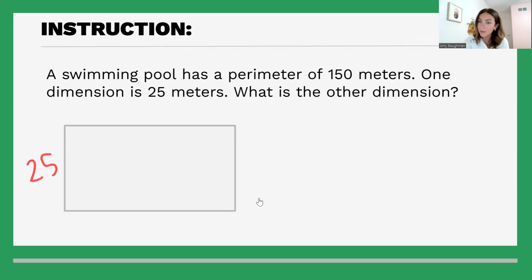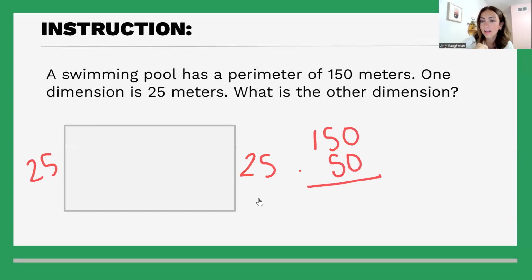And since we talked about how opposite sides are the same, I know that my opposite side of my rectangle is also going to be 25. Now, if my perimeter is 150 and I've already used 25 plus 25, how can we figure out the remaining dimension? Bailey. Awesome. I'm going to take 150 minus 50, and I'm left with 100.